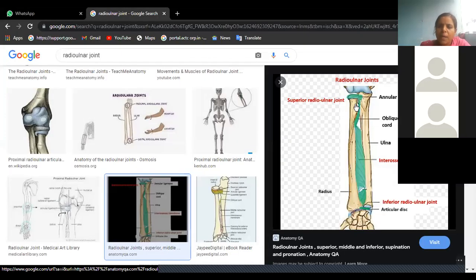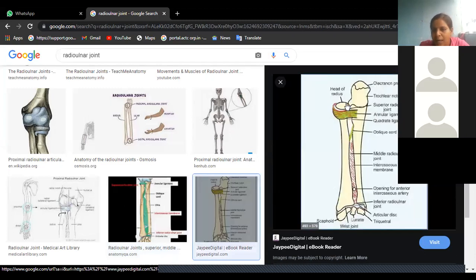This is the superior radioulnar joint, and this is the inferior radioulnar joint. In the superior radioulnar joint, you find this is the head of the radius, and it is fixing into the radial notch of the ulna bone. This type of fixing of the head into the notch, you call a pivot type of joint. Whenever the head is fixed in the radial notch, there is a ligament from outside which surrounds it completely.